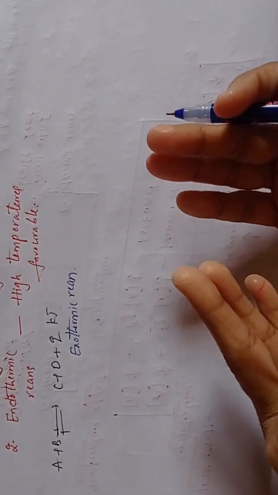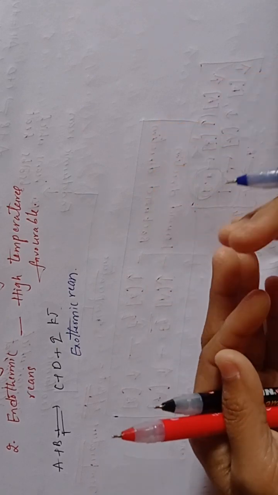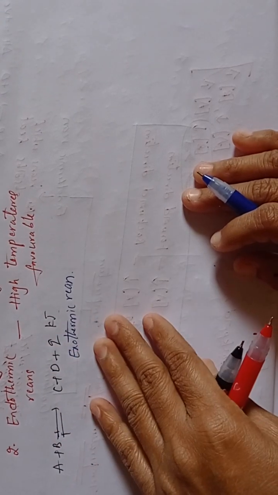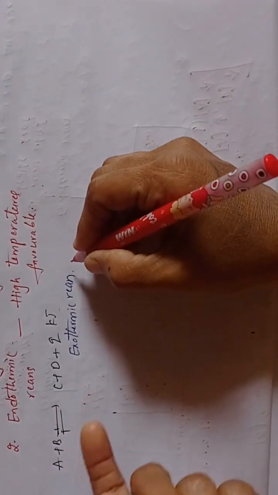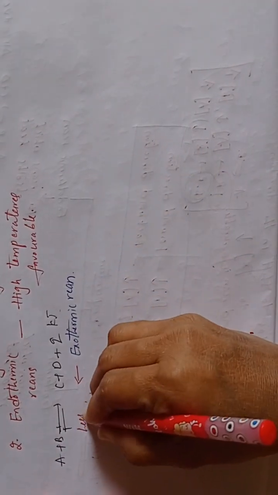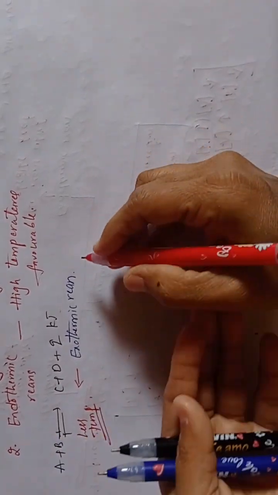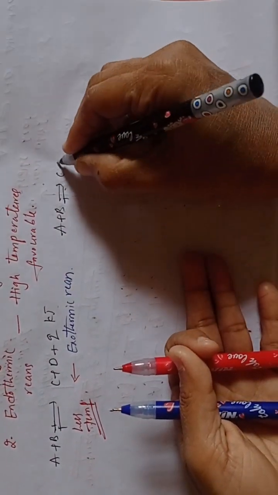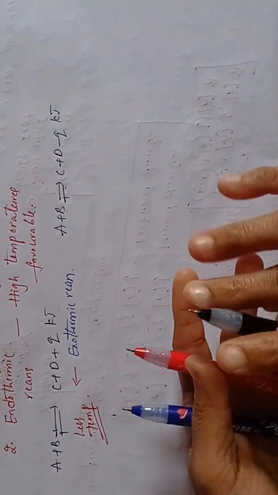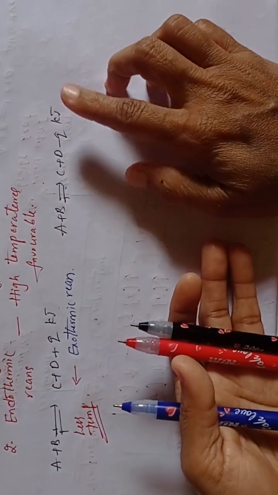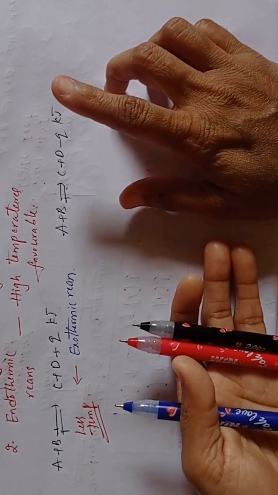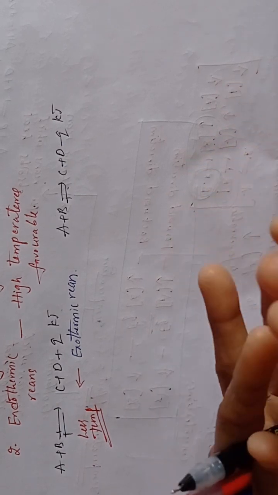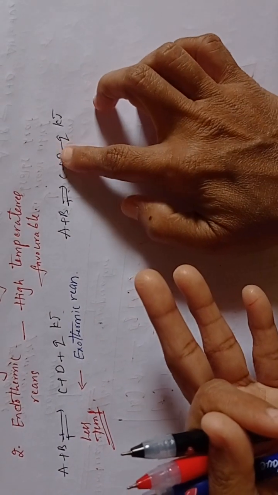If delta H is negative, you can easily identify that it is exothermic. If along with the reaction they give plus Q kilojoule, you have to identify it as an exothermic reaction. For exothermic reactions, less temperatures are favorable. Clear? Now in another case, students, A plus B gives rise to C plus D minus Q kilojoule. See here, minus Q kilojoule is there. That means it is not an exothermic reaction. It is given along with the product.